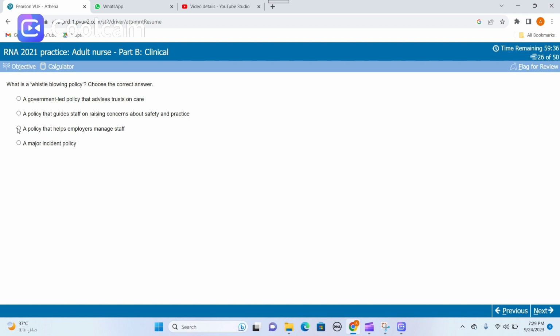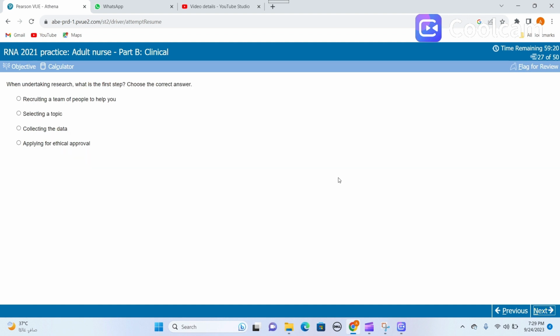Next, a policy that helps employers manage staff. No. Major incidences policy, no. Here, whistleblowing policy always helps the staff to raise their concern about their safety and their practices. Move on to the next question.